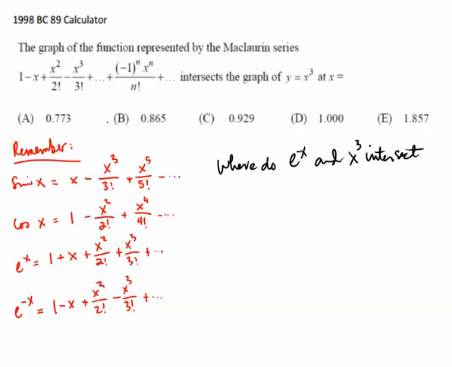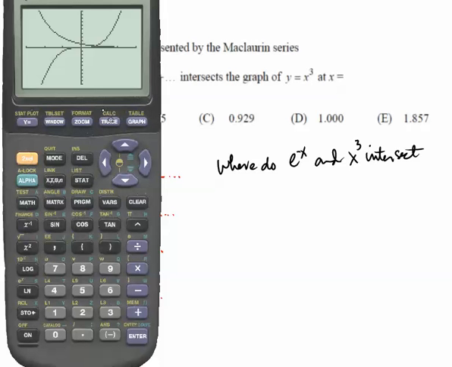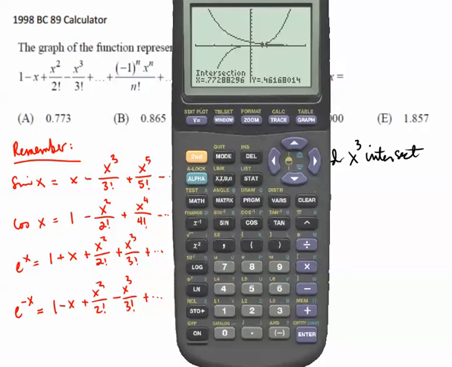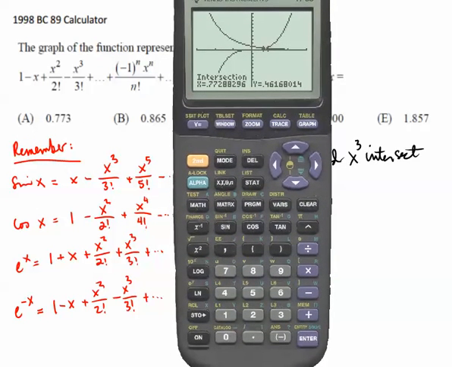Second, calc. We want an intersection, and we have to select the first curve, e to the negative x. Second curve, x to the third. And since they only cross at one point, or this is the nearest intersection, we just hit enter for guess, and we're going to get 0.773. There you can see that that is answer A.